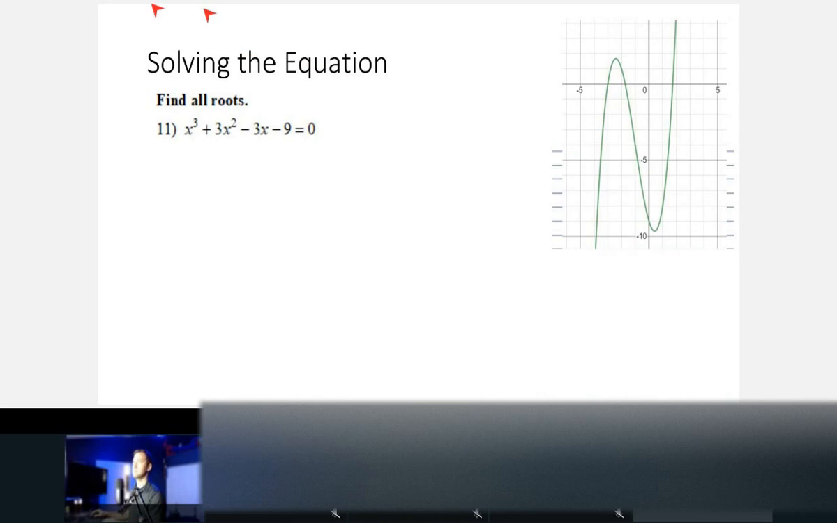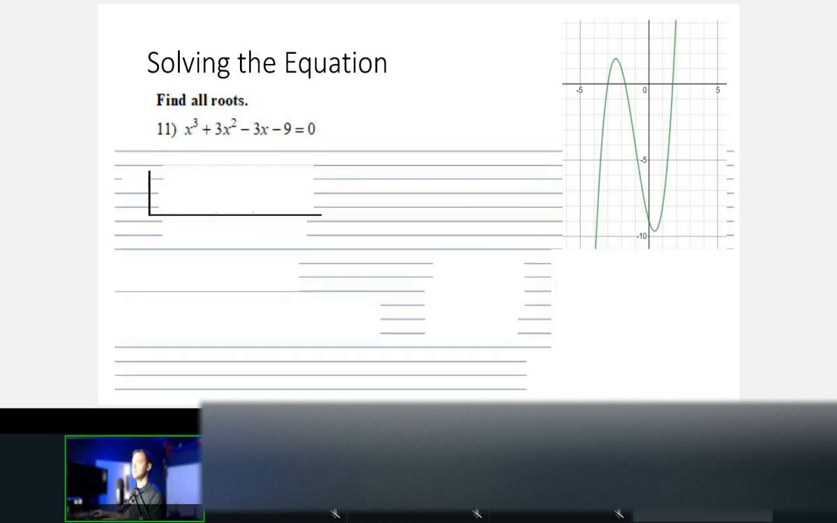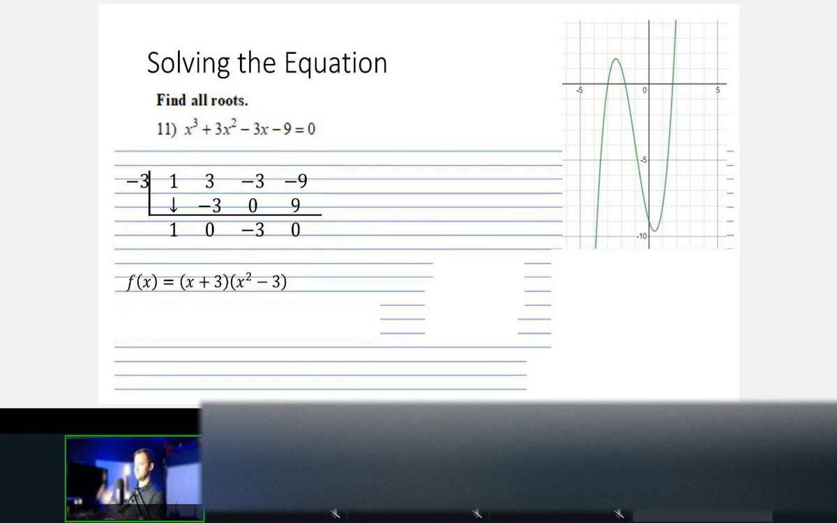So looking at that graph, it looks like -3 is an answer. So we do that. We do the synthetic division. We confirm that it works. All right. So we're down to x plus 3 times x squared minus 3. We're going to go ahead and set the x squared minus 3 equal to 0. We solve that. Show all our steps, right? And we get plus or minus rad 3.